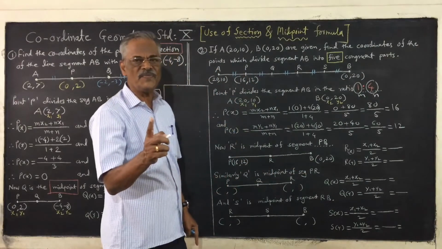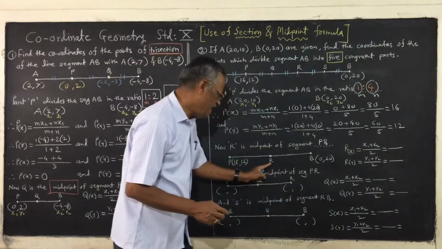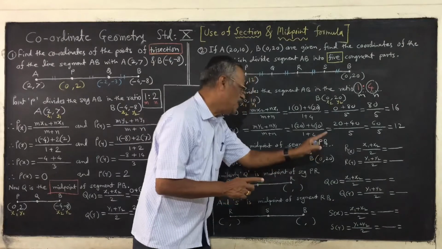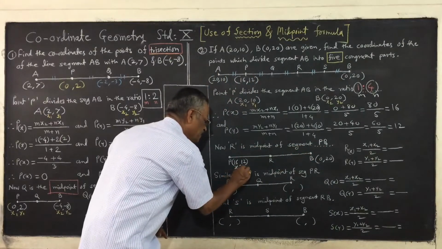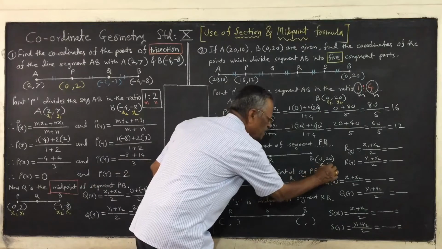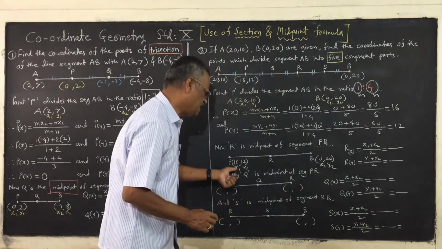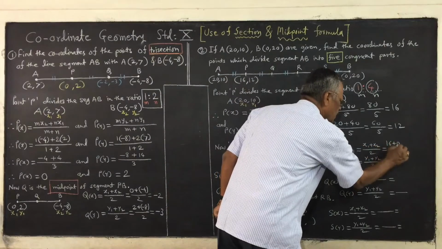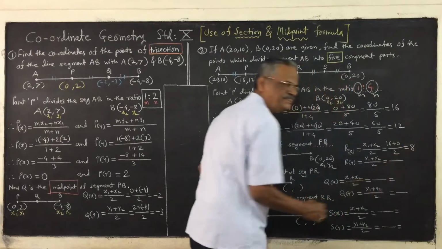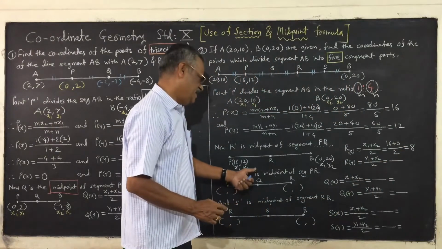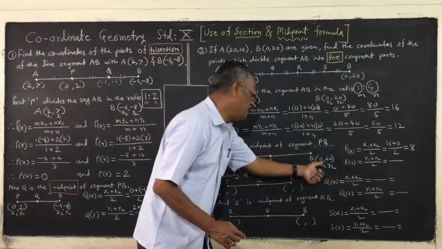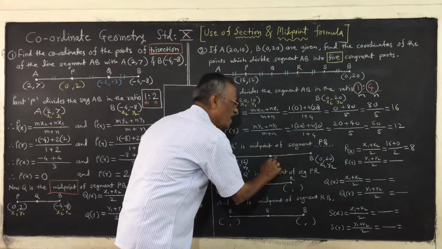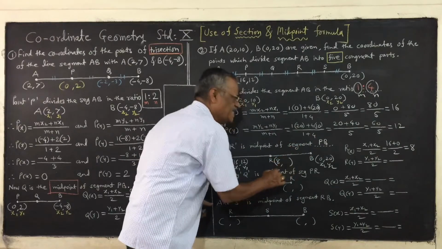Remember the midpoint formula properly. We know that the x coordinate of point R is x1 plus x2 upon 2. So this is your x1, y1 and this is your x2, y2. So 16 plus 0 upon 2. That will be 8. See that? 16 plus 0 divided by 2. So you are getting the x coordinate of point R. What is that? 8 there.